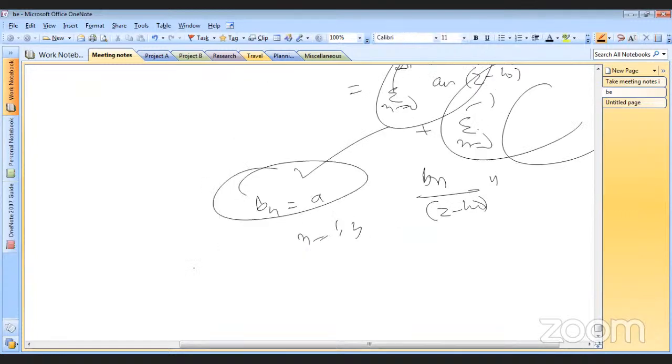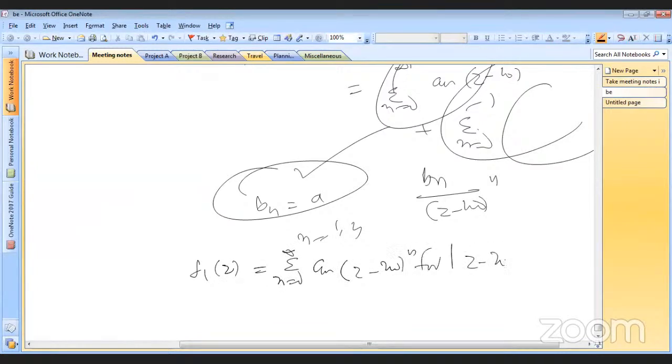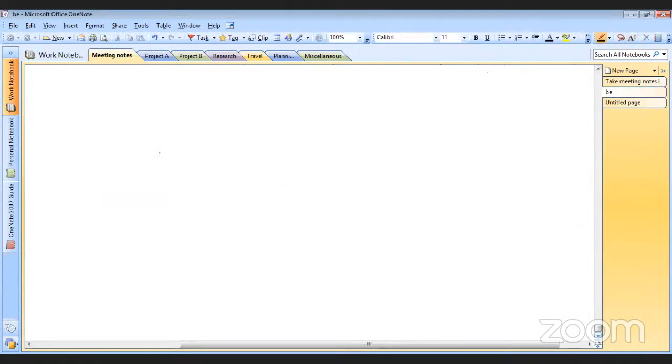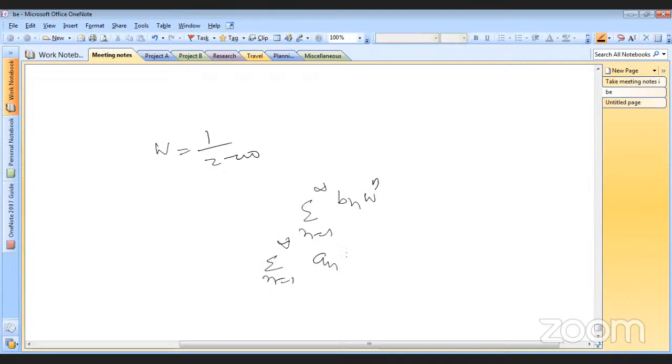Okay sir. f1 of z is summation of n equal to 0 to infinity a n z minus z naught whole power n for modulus of z minus z naught less than r. It is correct or not? Right sir. So therefore w is equal to 1 by z minus z naught, a secondary series. So therefore in place of a n we are taking b n w power n, which is a power series. So therefore 1 by r denotes the radius of convergence, sigma n equal to 1 to infinity b n w power n.